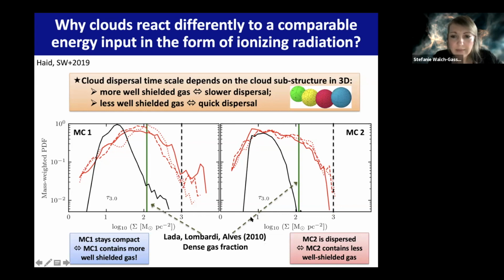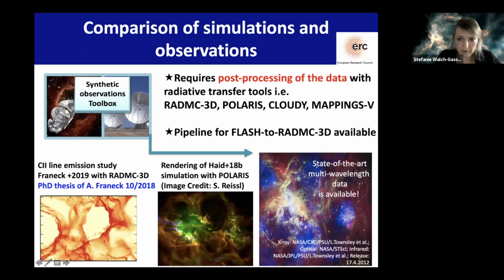And we find in particular that these two clouds here, which look relatively similar in 2D, evolve differently. That was always a big puzzle for us because they are otherwise very similar. And we find that the one cloud has more well-shielded gas than the other one. And this seemed to be the reason for this discrepancy.